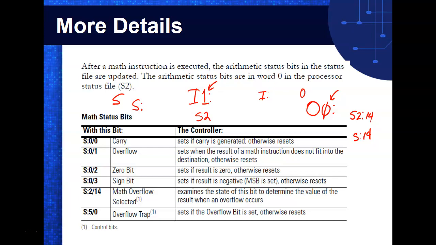Then S2/14 means we examine the state of the bits to determine the value of the results when the overflow occurs. So this actually shows us the value. And then this one right here we call the overflow trap. This is S5/0. It actually traps an overflow and holds it. What's going to happen is this is going to cause a major fault on your PLC.